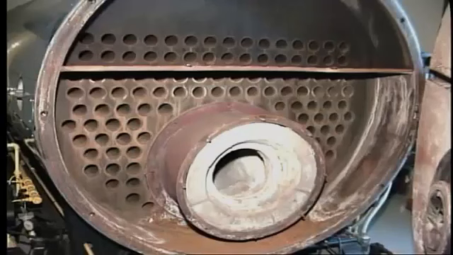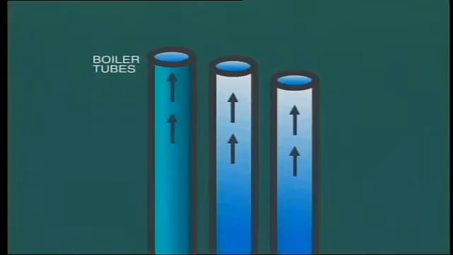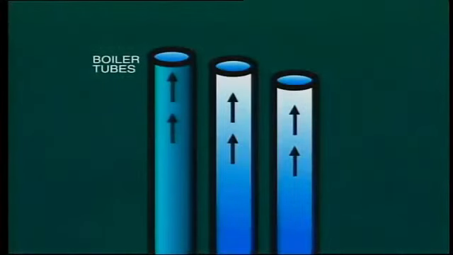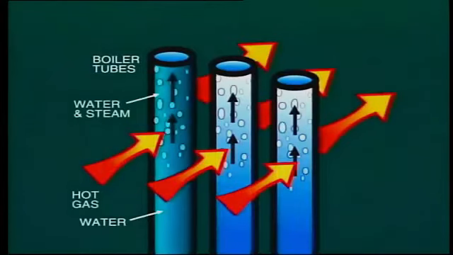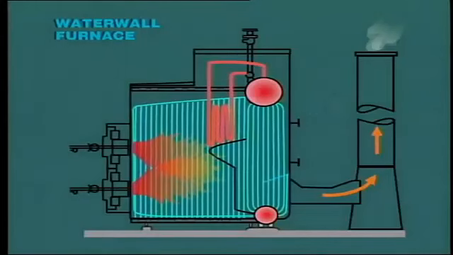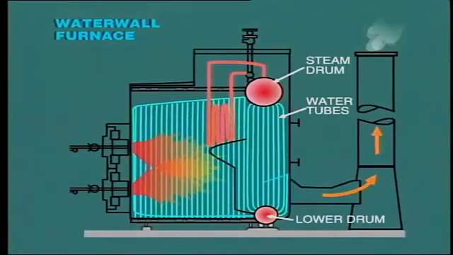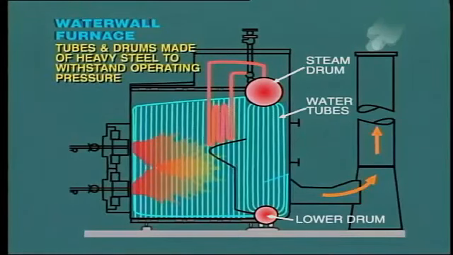In the last segment, we looked at the fire tube boiler, where the hot combustion gas flows inside the tube to heat water which is outside the tube. The arrangement in the water tube boiler is the other way around. That is, the water is contained inside tubes, while the hot combustion gas flows on the outside of the tubes. One typical arrangement has a bank of water tubes connected between upper and lower drums like this. The tubes and the drums are made of heavy steel, sufficient to withstand the operating pressure of the boiler.